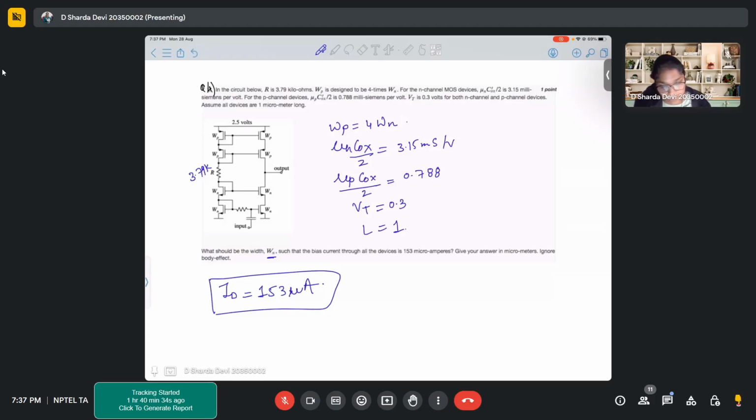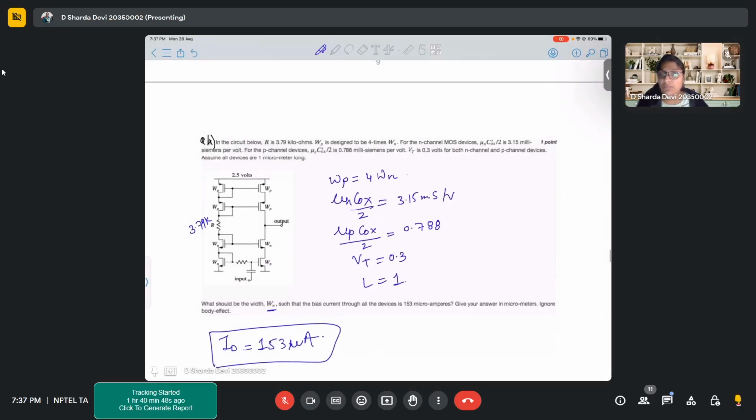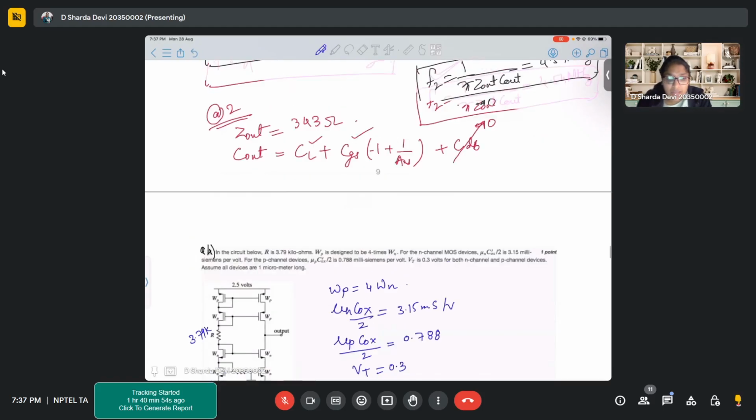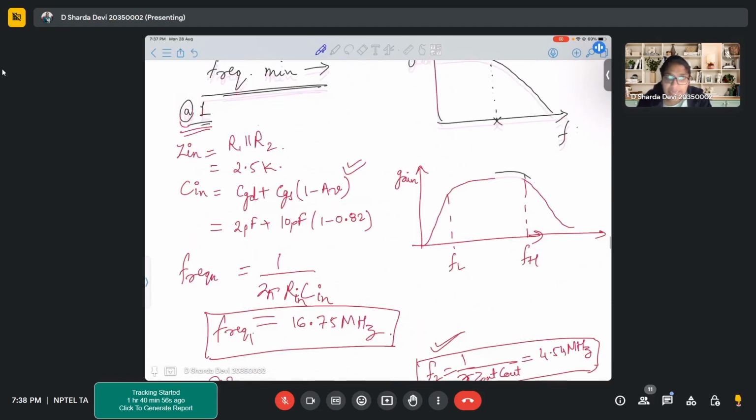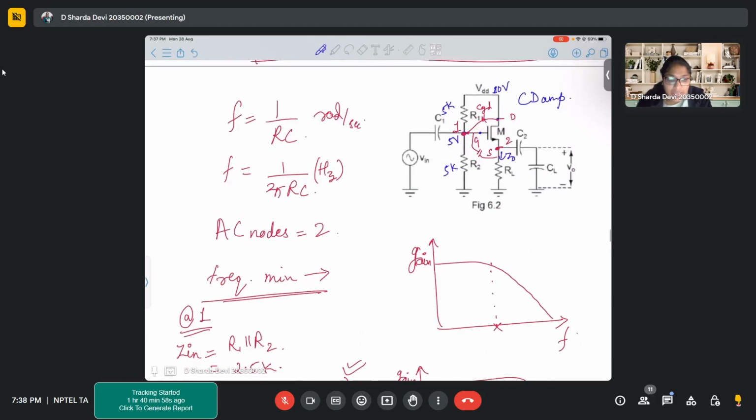Okay. Ma'am? Yes. Can I ask you something? In the previous question, you considered CGS at the output also. Why is it so? At the input, it is basically between gate and source, correct? Capacitance. Yes, correct. So why did you consider it at the output? Vin is okay. So why, for Vout, did we consider the gate capacitance? That comes as an output, no ma'am?